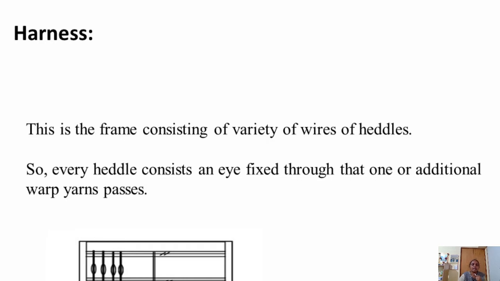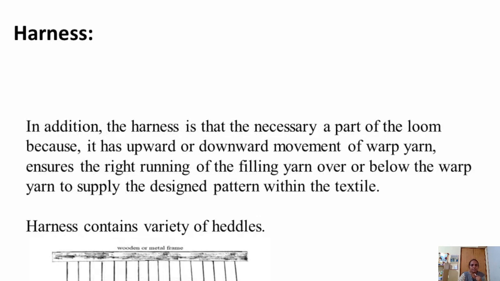So what is a harness? Harness is a part of a loom which is a frame consisting of a series of wires known as the heddles, and each heddle consists of an eye through which the warp yarns pass. In addition, the harness is a necessary part of a loom because it provides upward or downward movement of the warp yarn, ensures the right running of the filling yarn over or below the warp yarn to supply the designed pattern within the textile.